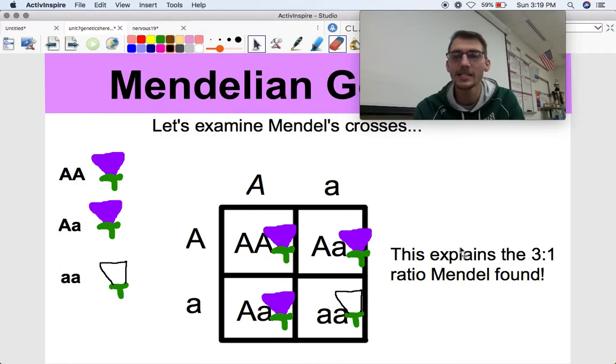All right, so we can expect 75%, or 3-to-1, purple flowers to white flowers. Only our white flowers are going to be about 25% of our offspring if we cross these two plants. Okay, and this is the 3-to-1 ratio that Mendel found in his experiments.